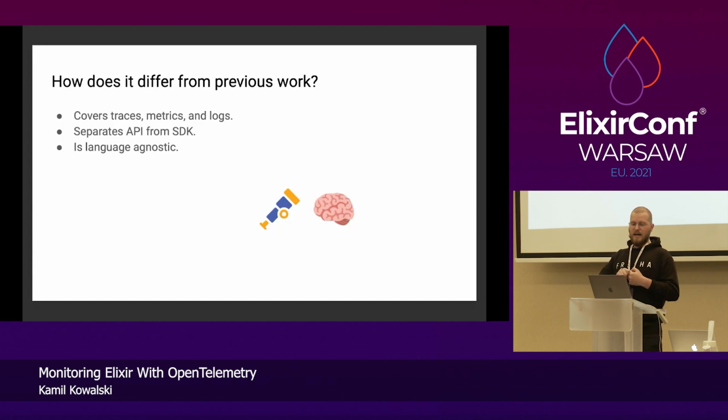Right. Another important way it differs from stuff that we saw in the past is that it separates the API from the SDK. And I'm going to take a bit more time to explain that because it's crucial to the idea behind the project. So the API in OpenTelemetry is basically a library that allows us to instrument the code. So a library that allows us to define where are the traces.